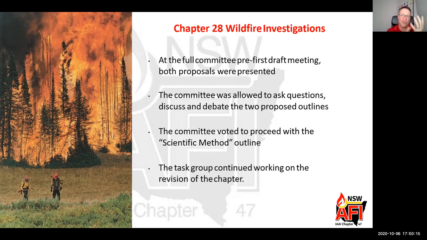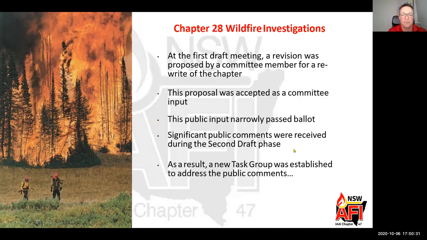And so they're looking at trying to change 921. A few people wanted some changes. So they said, okay, we'll create a group. The task group was created. I think Richard actually sat on that task group and looked at working on a revision of that chapter.